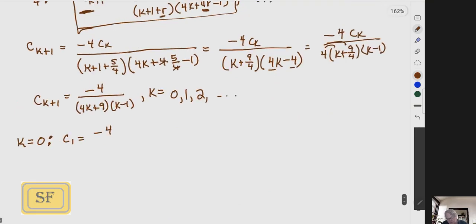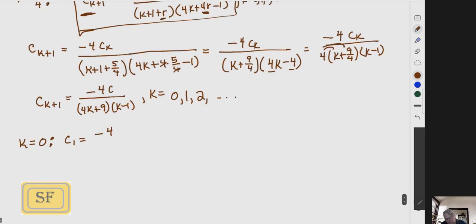Just a minute. I forgot that C sub k in the numerator. So I get -4 C sub 0 over, when k is 0, this k term drops out, and I get 9 times -1. So that gives me 4/9 C0 equals C1. We'll box that up.